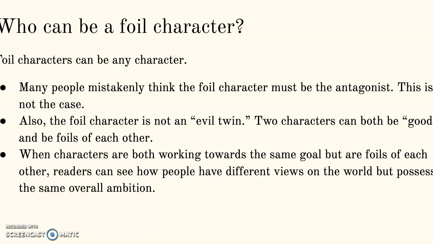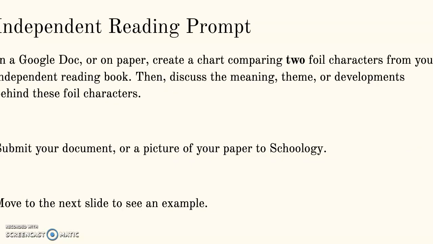When characters are both working towards the same goals, but they're foils of each other, the reader can see how people have very different views on the world, but possess the same overall goals or ambitions. So that's part of why an author includes them. So think about that. What does my character want? And what other characters maybe want the same thing, but go about approaching it differently? And that might be an angle to help you find your foil character.